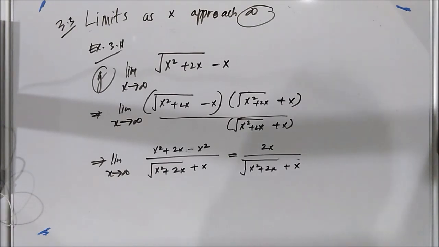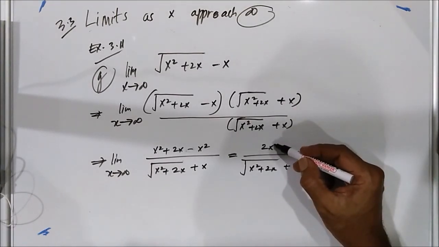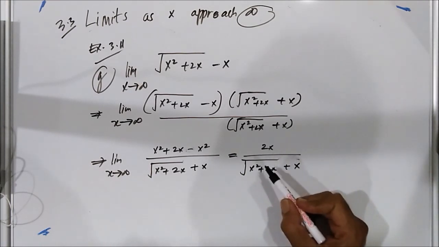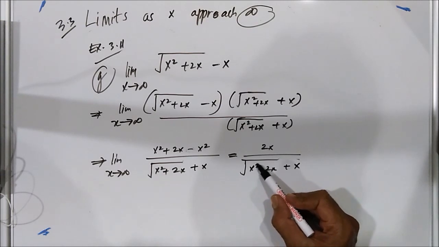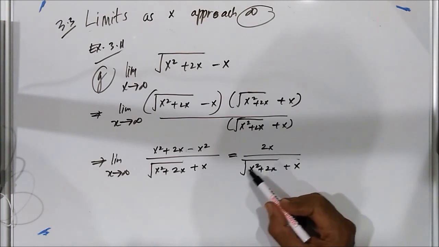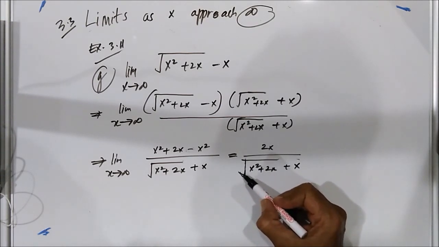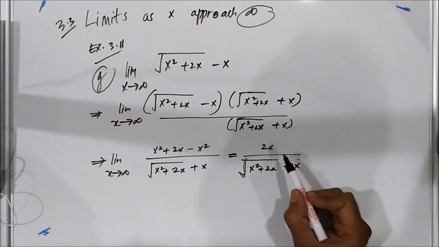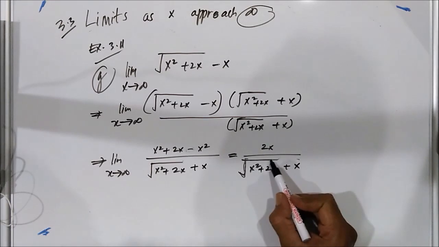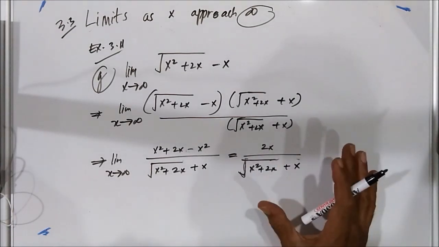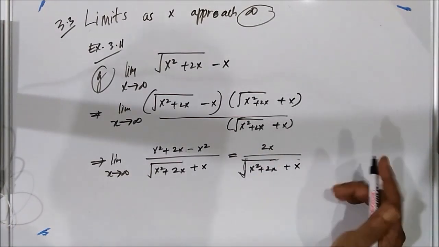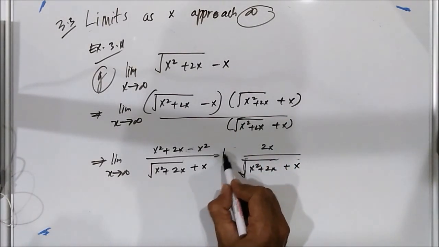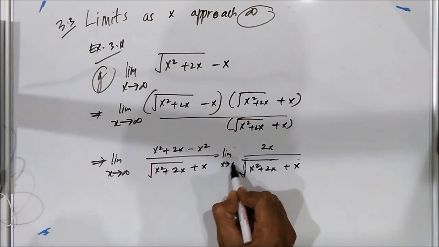Okay. The highest power here is x raised 1, and here is x raised 1. And this also, even though this is x raised 2, actually it is x raised 1 because you have the square root here. So the highest power is x raised 1. That's why we divide everything by x raised 1. So this is equal to the limit as x approaches infinity.